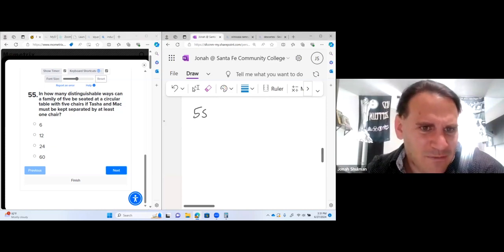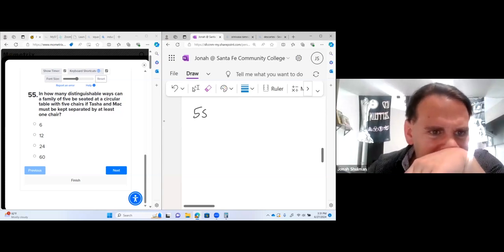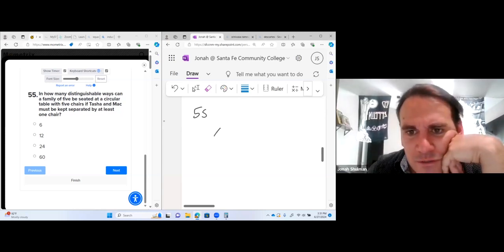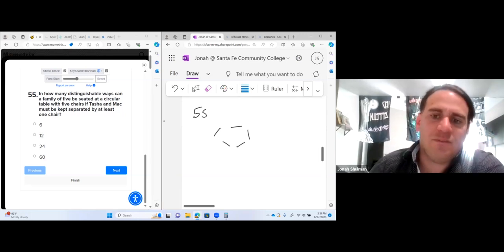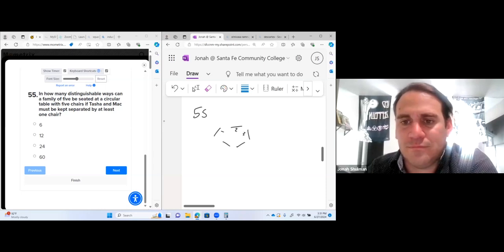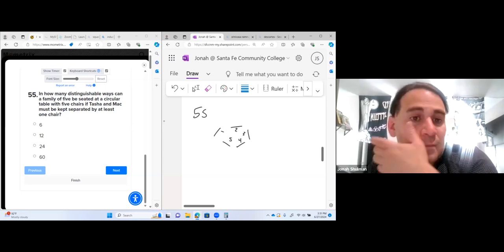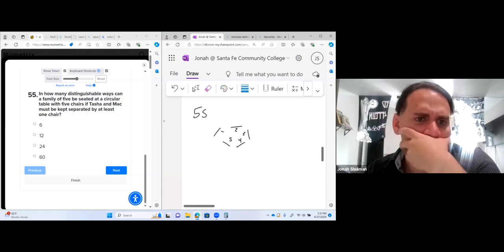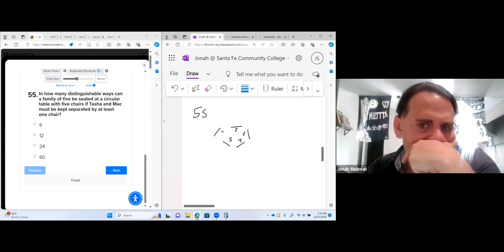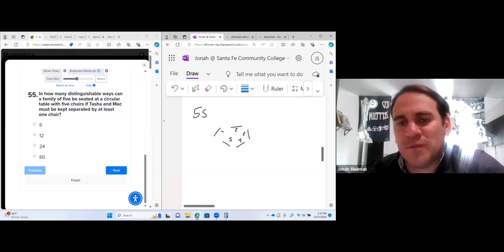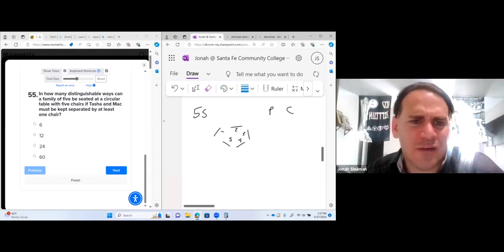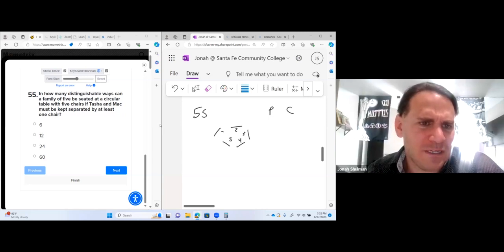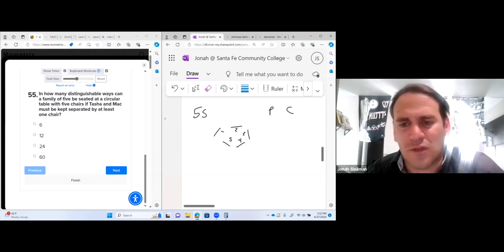So we have a family of 5 seated at a circular table. So 1, 2, 3, 4, 5. So I have 5 spaces, right? Now, if order matters, which is important, this is like the difference between permutation and combination. I don't think you're going to get one of these on your test, but that's okay. They must be separated by at least 1 chair. So we need all the ways.